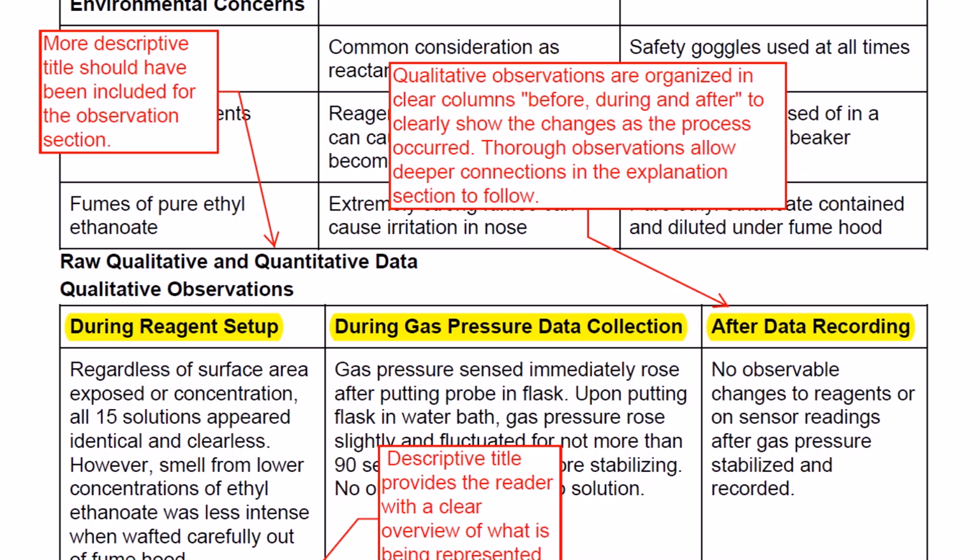When you're making a title for a lab report, you always have to make sure that you're very thorough and very detailed so it's not ambiguous what's included in your table. Secondly, the student has done a very good job of separating qualitative observations into 3 different sections.